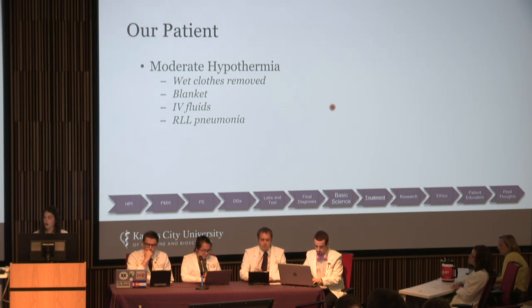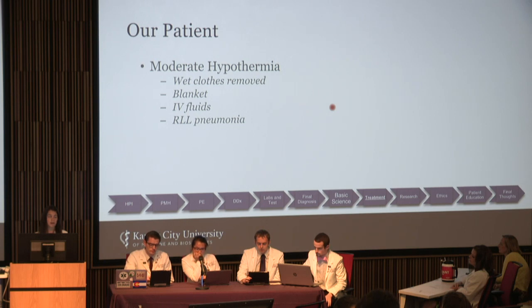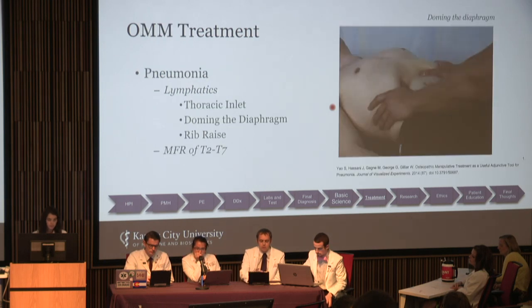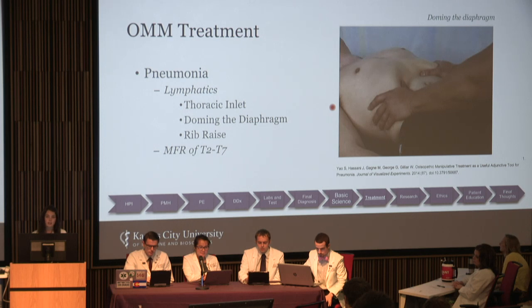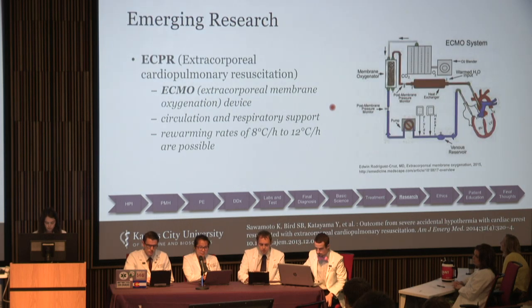He was admitted to the hospital for treatment of the right lower lobe pneumonia, which was treated with antibiotics, and was eventually discharged without any major disabilities. Regarding OMM, we focused on treating the pneumonia in this case through lymphatic treatments and myofascial release. These lymphatic treatments help increase the pressure gradients to increase lymph flow centrally, and the myofascial release of T2 to T7 will help relax the thoracic region.